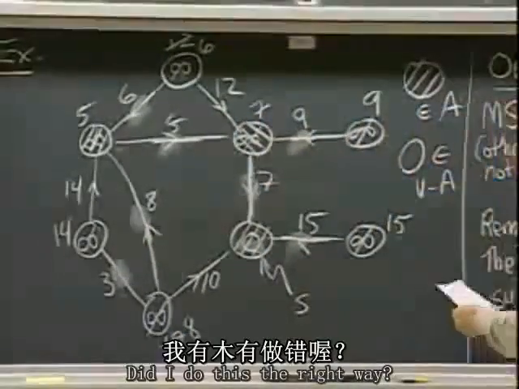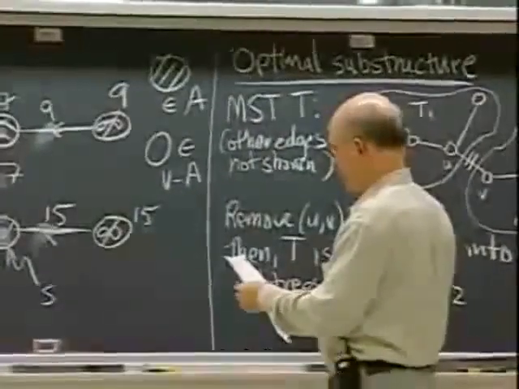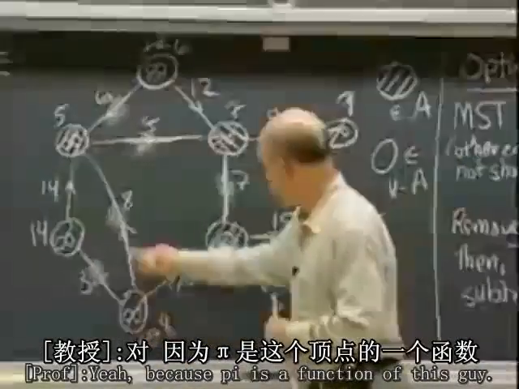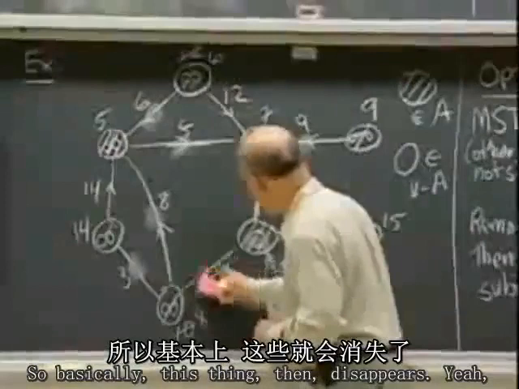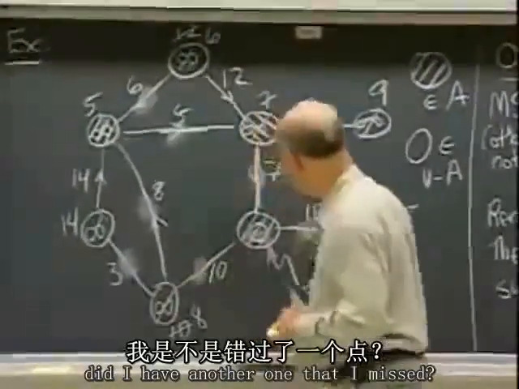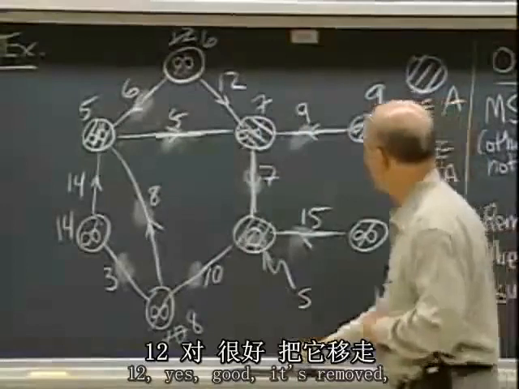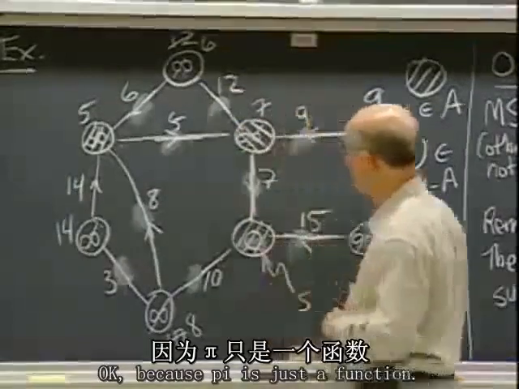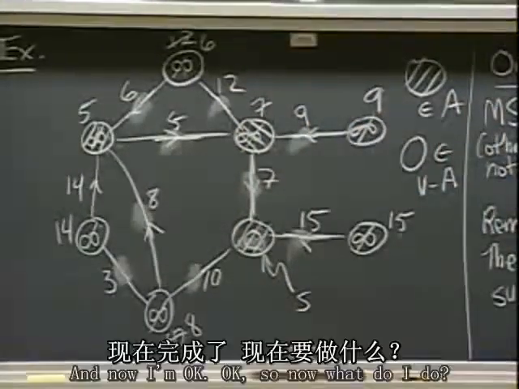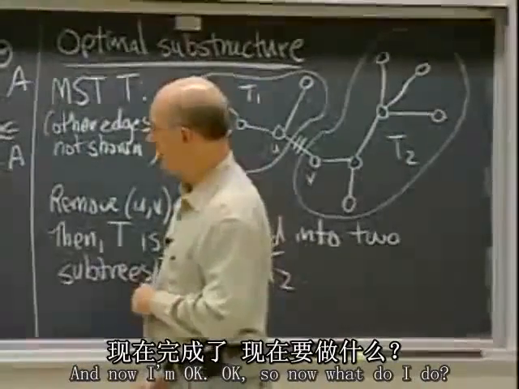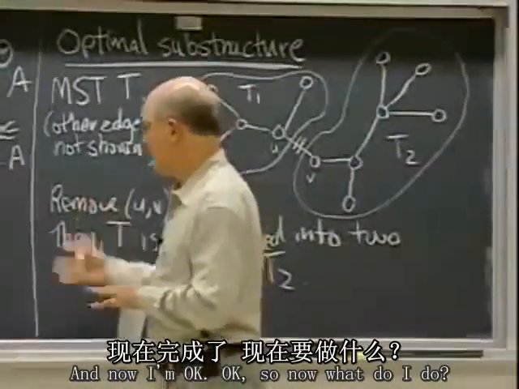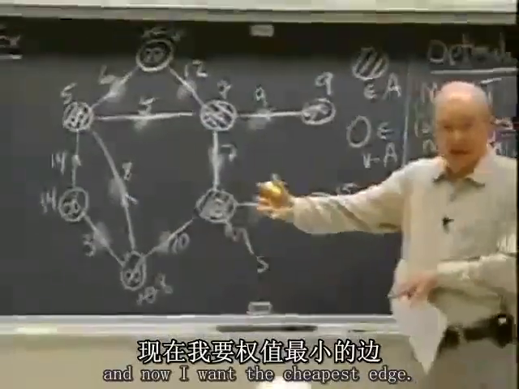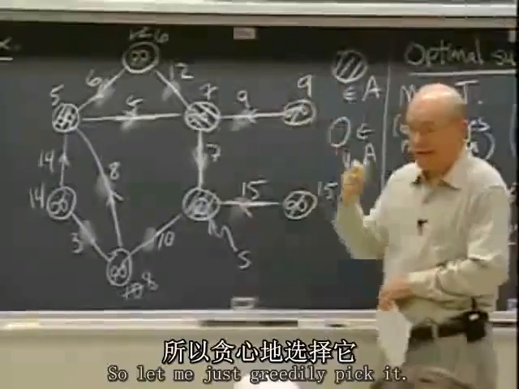Did I do this the right way? Yeah, because pi is a function from this guy. So basically this thing then disappears. Did I have another one that I missed? 12, yes. Good. Gets removed, because pi is just a function. And now I'm okay. So now my set A consists of these 3 things. And now I want the cheapest edge. I know it's in the minimum spanning tree, so let me just greedily pick it.